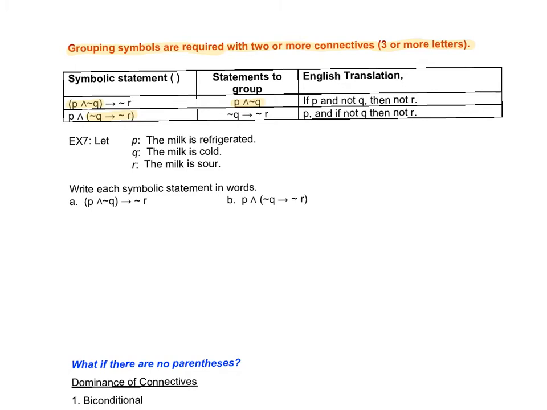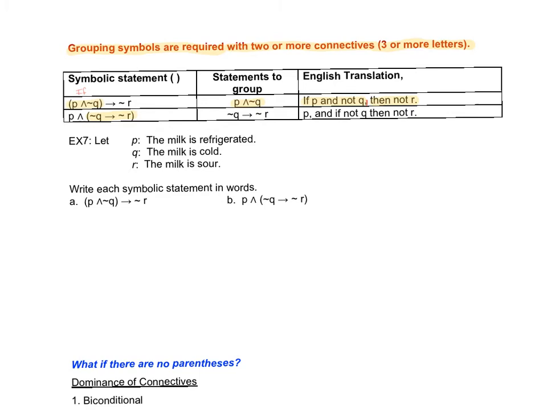This is a conditional statement where the if portion would be the first part in parentheses. So this would read: if P and not Q. And since that's grouped together, what we've done is we've added this comma in the English language to indicate grouping or parentheses. What follows would be the then not R.